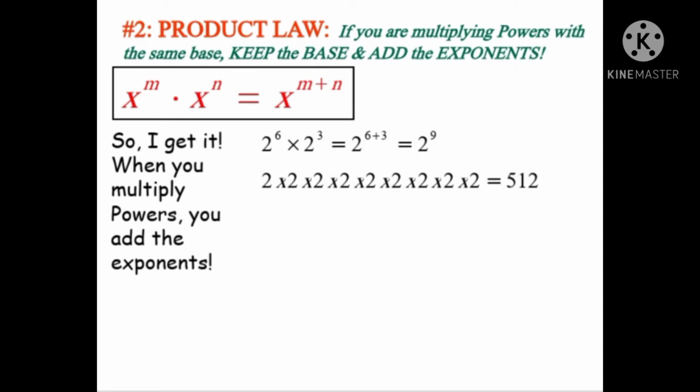You are going to factor it out: 2 times 2 times 2 times 2 times 2 times 2 times 2 times 2 times 2. The answer will be 512. So, if I get it, when you multiply the powers, you add the exponents.